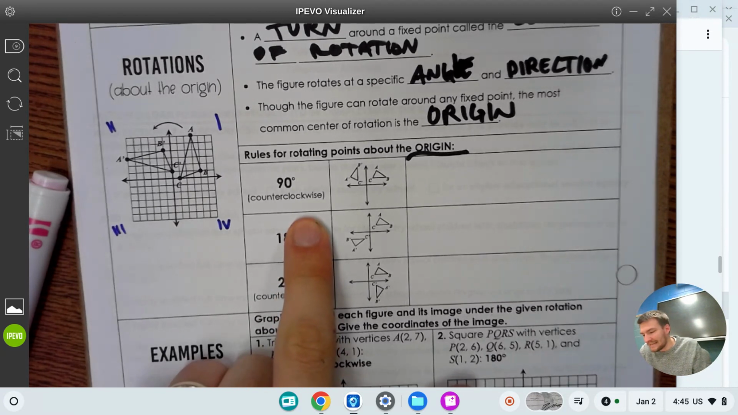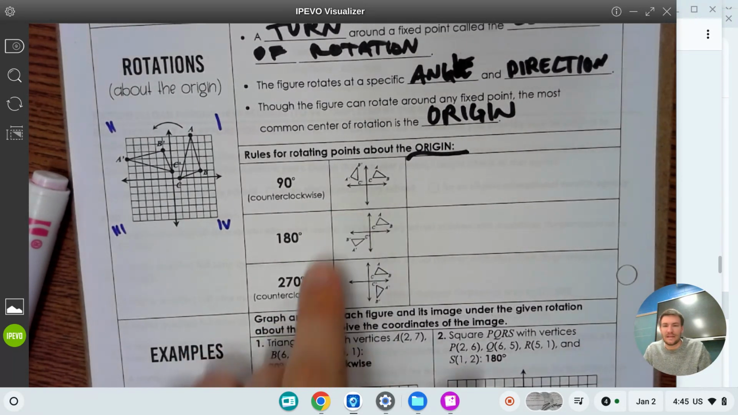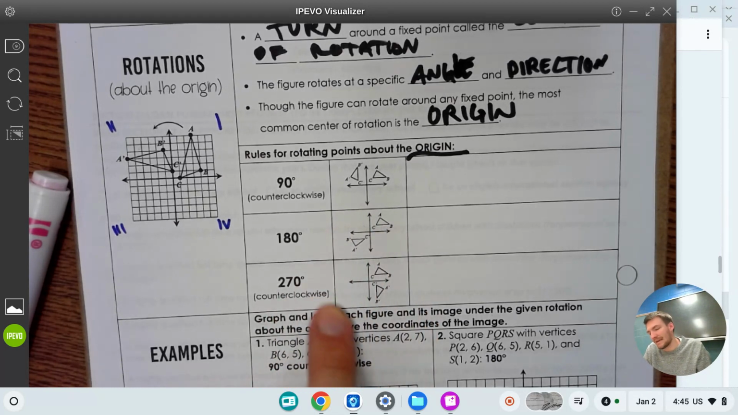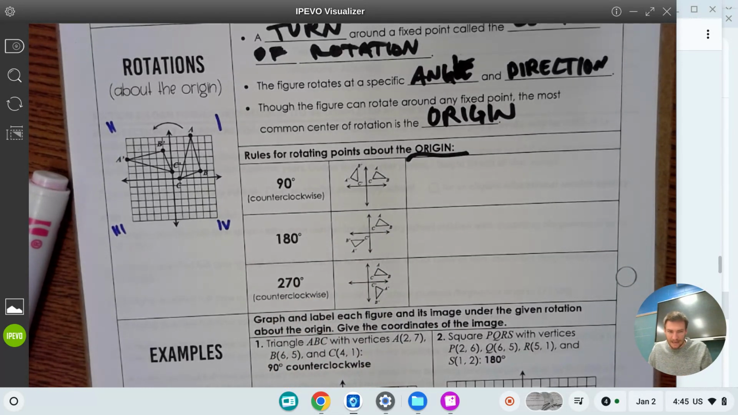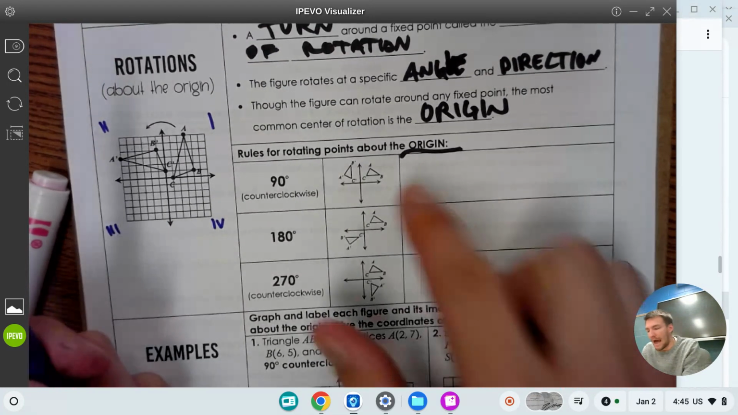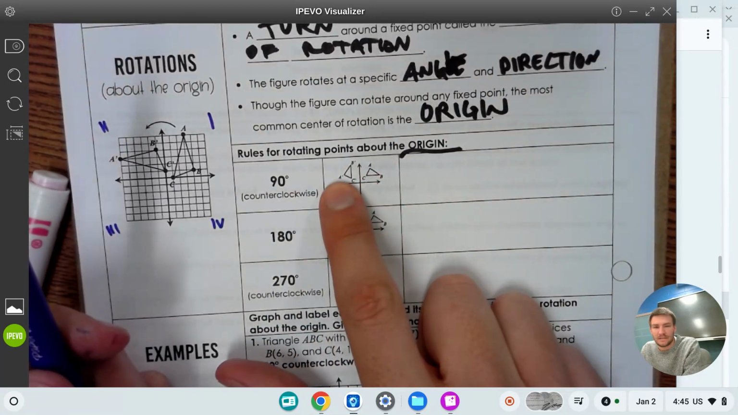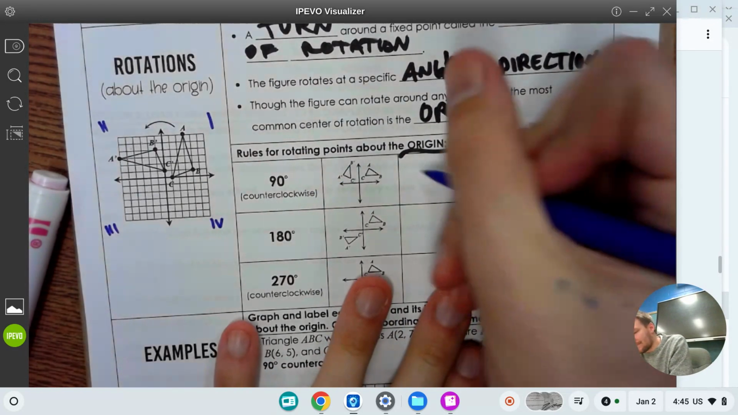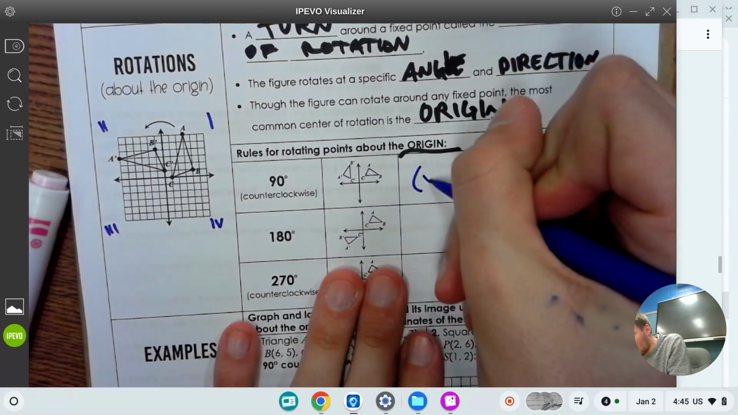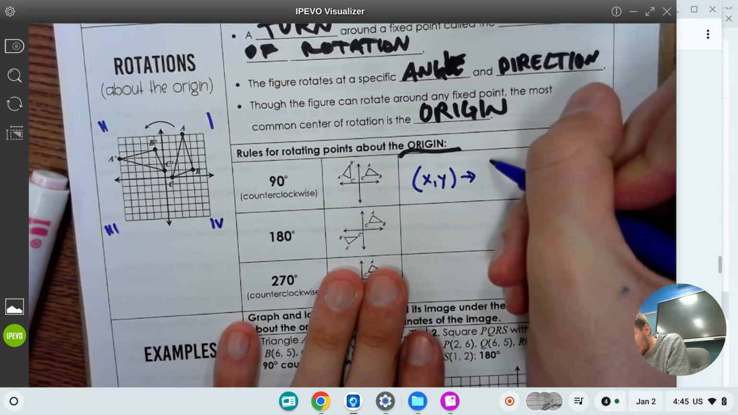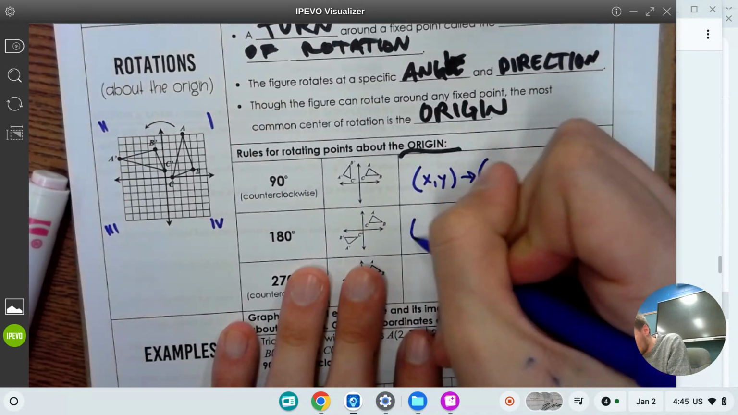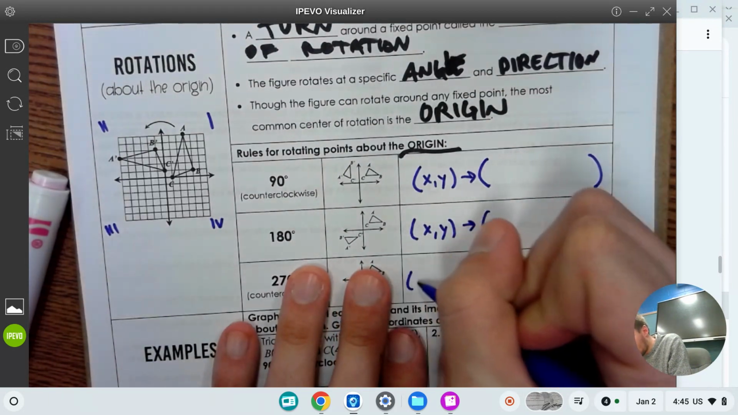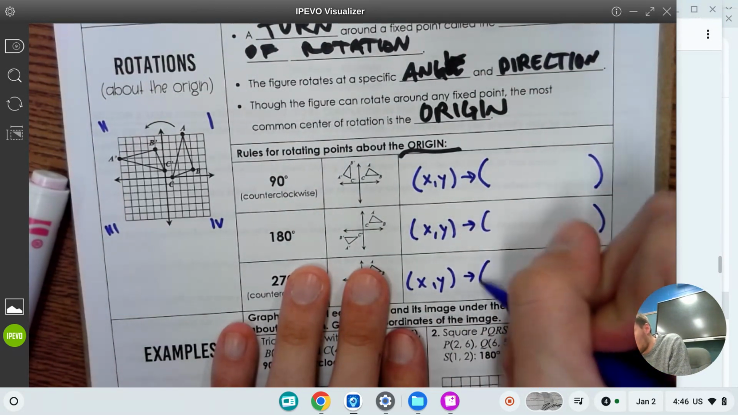Now, 90 degree clockwise, we got a nice little thing here. 180 degrees, okay, I'm seeing it. We're spinning around. Okay, 270, I'm seeing that we're spinning around. Okay, I get it. How do we get a shape to go from here to here, right? I mean, it's a little funky. Basically, we're going to always start with this. (x, y) turns into blank. And same thing here, the (x, y) is going to do what?